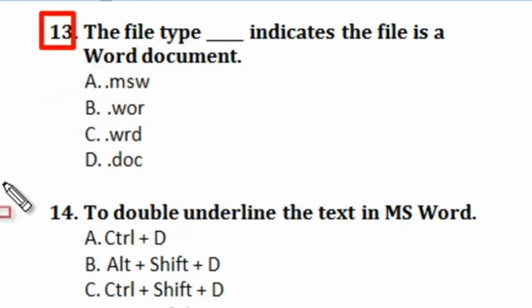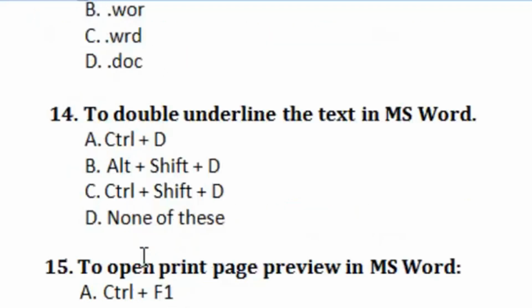Now we look at question 13. The file type doc indicates the file is a Word document. When you see the full stop doc, it indicates that what you are doing is a document. But when you now add the X, it tells you the extension you are saving it on. 14 says that to double underline the text in Microsoft Word, which shortcut key can we use?